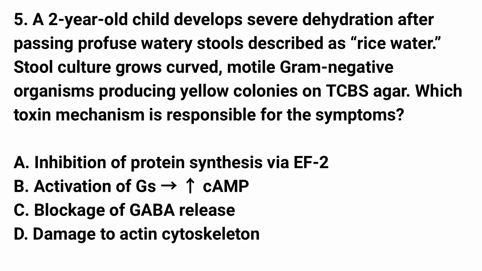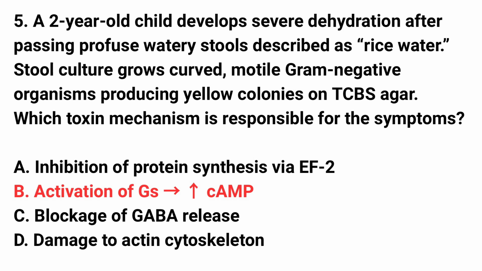Question number 5. A 2-year-old child develops severe dehydration after passing profuse watery stools described as rice water. Stool culture grows curved motile gram-negative organisms producing yellow colonies on TCBS agar. Which toxin mechanism is responsible for the symptoms? Inhibition of protein synthesis via elongation factor 2, activation of GS protein that increases cyclic AMP levels, blockage of GABA release, damage to actin cytoskeleton. The right answer is option B, activation of GS protein that increases cyclic AMP levels.